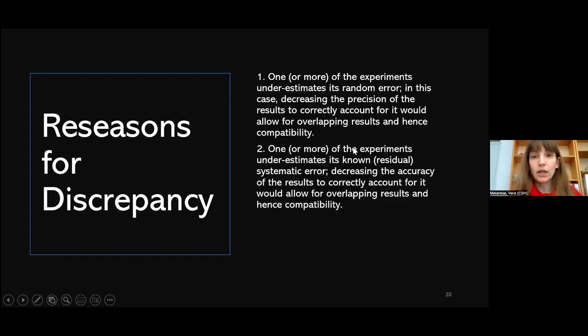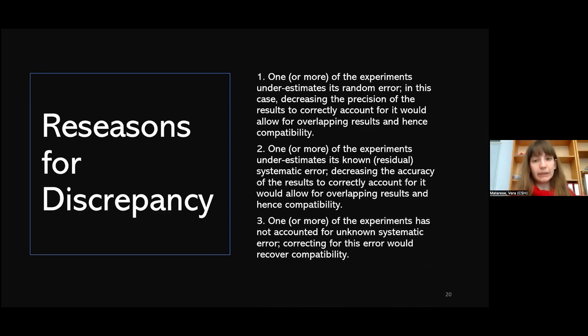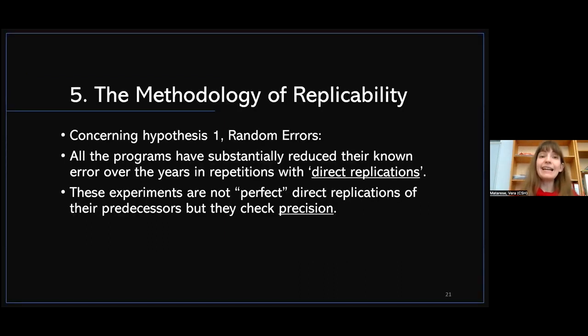A second option would be that one or more of the experiments underestimates its known systematic error. And the third option would be that one of the experiments has not accounted for an unknown systematic error. And so then we really have to look for unknown systematic errors to overcome the discordance. And here is where astrophysicists are actually using replications to check every single hypothesis.